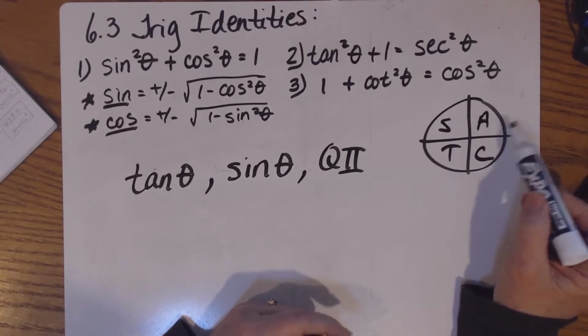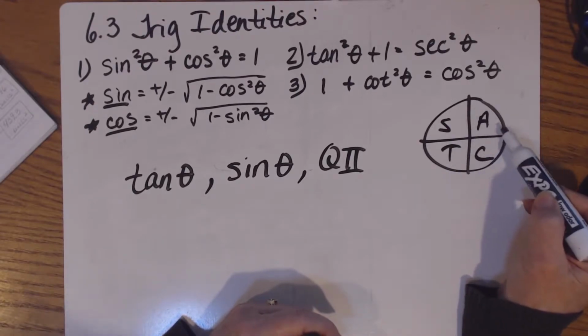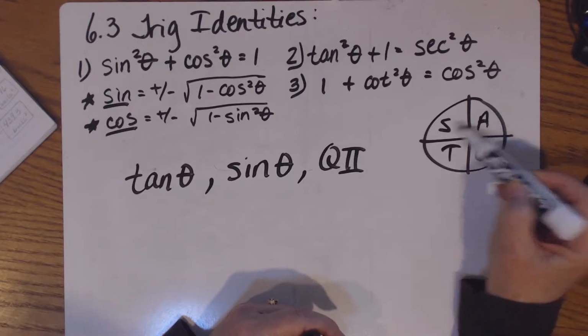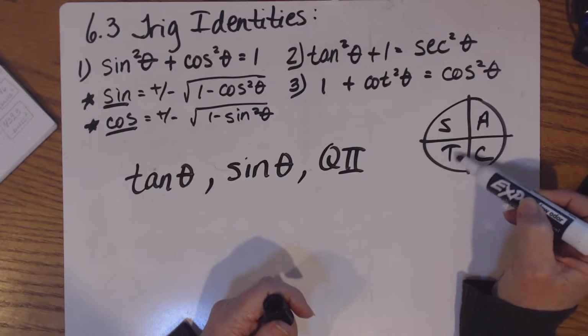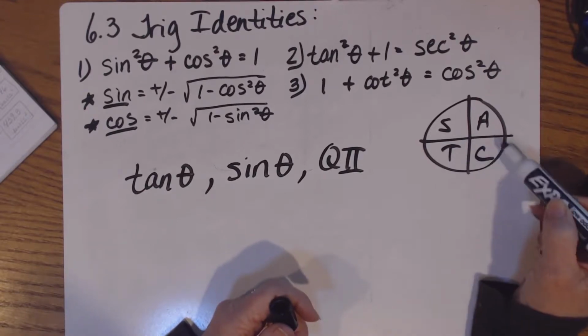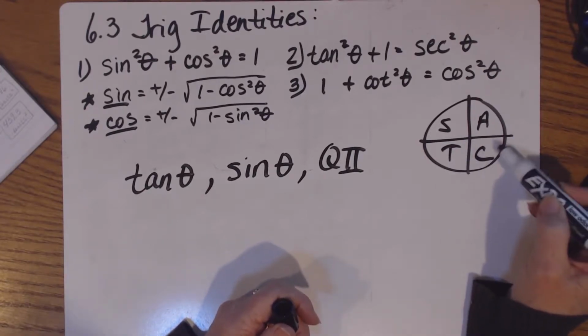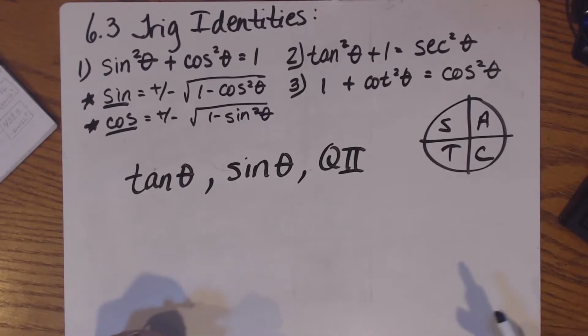Okay, and here we are also going to use our positive little all students take calculus acronym, that may or may not be true, but that all the functions are positive in 1, sine and its reciprocal are positive in 2, tan and cotan positive in 3, cosine and secant are positive in 4.